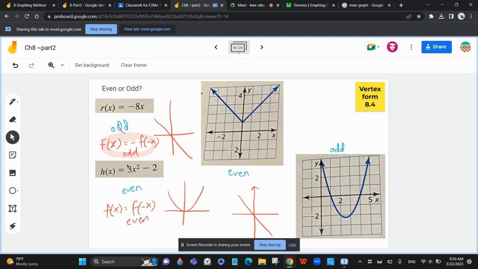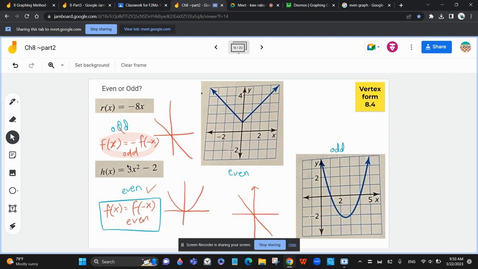Okay, so the second one is even, because if you put in positive x and negative x, the result is the same, right? This means that if you plug in a positive x value and the negative of the x value, you get the same value. So h of 1 is the same as h of negative 1. Because of the square, we see that it is even.